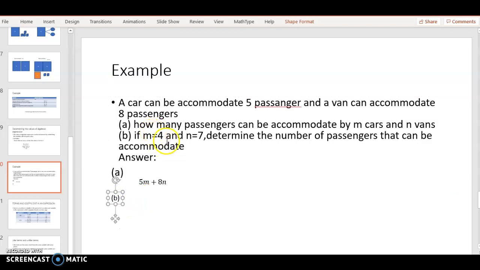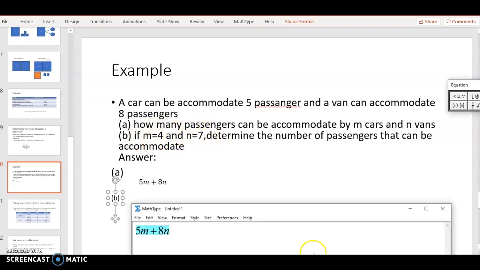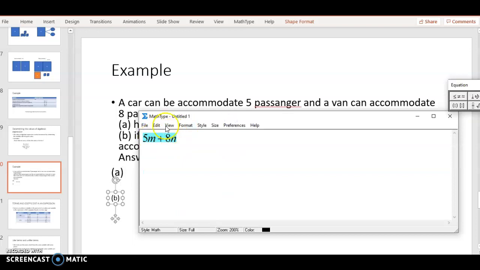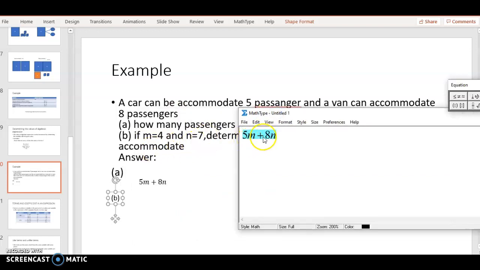If m is equal to 4 and n is equal to 7, determine the number of passengers that can be accommodated. So the variable m here, they have given you the value of 4, and n here with number 7. So what happens over here? You have to replace m with number 4 and n with number 7. So 5 stays the same, and then you have to put a bracket. M here, the value will be number 4. So first you have to write m is equal to 4 and n is equal to 7.